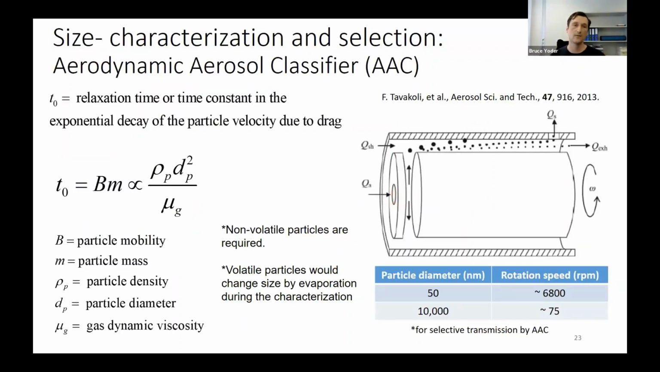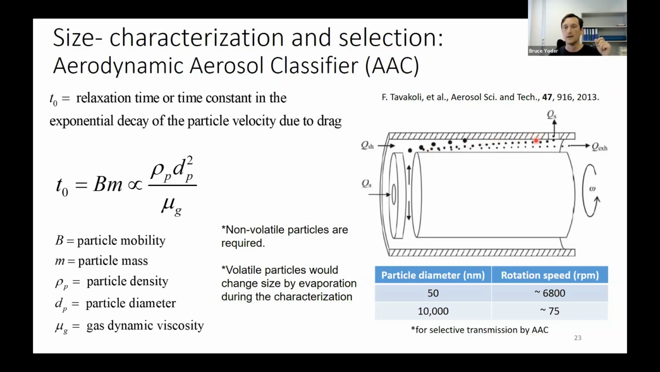Another way to classify particles that does not base its working principle on charged particles is an Aerodynamic Aerosol Classifier, or an AAC. The AAC consists of two concentric cylinders rotating in the same direction with the same rotational speed. The aerosol enters a gap between the two cylinders through a slit of the inner cylinder, and a flow of particle-free air enters between the two cylinders. When the cylinders are rotated, the particle experiences a centrifugal and drag force in the radial direction.